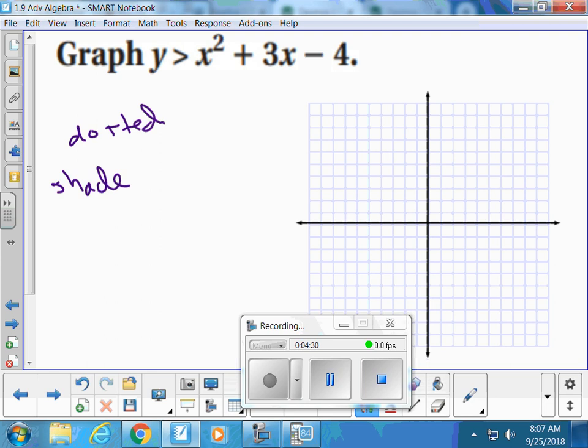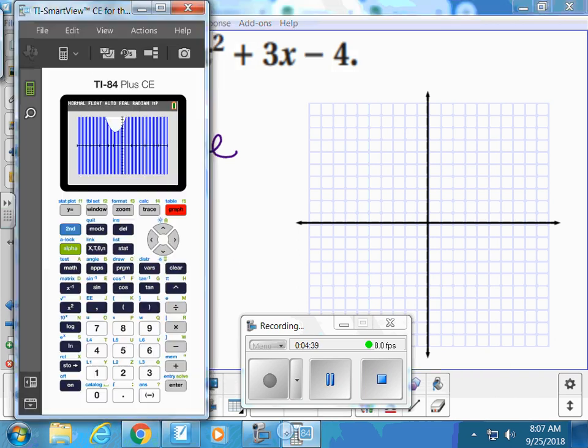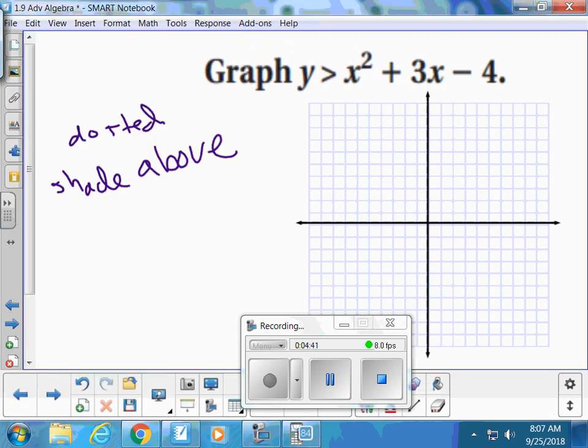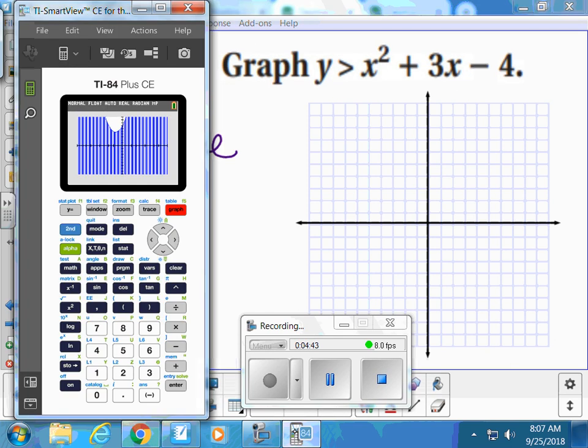Y is greater than, shade above. But we'll do the test point thing to verify our result before we walk away. So here's my formula. Move it over so you can see both. We're going to be shading above, so I'm going to change my shade below to a shade above. That would be the upper half being shaded.